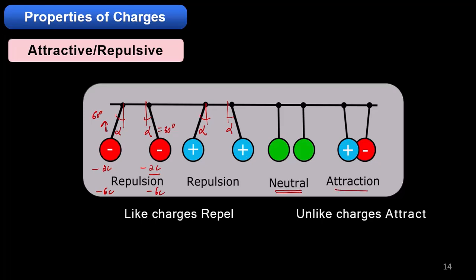But if I repeat the same process with one charge positive and another charge negative, then they will attract towards each other. So alpha will be in the opposite direction. So the experiment concludes that unlike charges will attract and like charges will repel. Okay, initially people didn't know this. Once we do the experiment, then only we understand that this is happening.